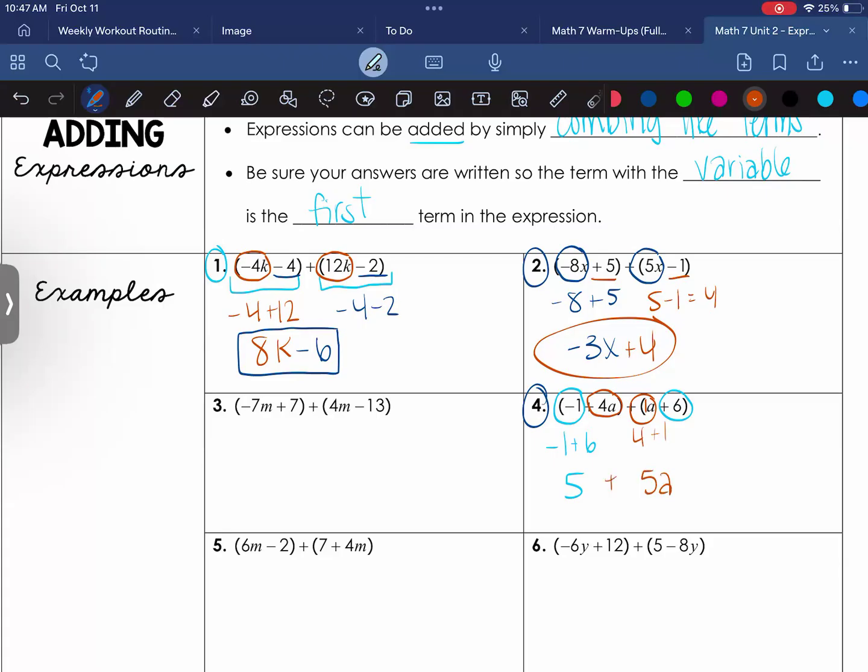And it is positive. One thing that I'm forgetting here, though, what we wrote in at the beginning here. We need to write the term with the variable first in the expression. So instead of 5 plus 5a, we need to swap it so it's 5a plus 5 at the end. Now I'm done.